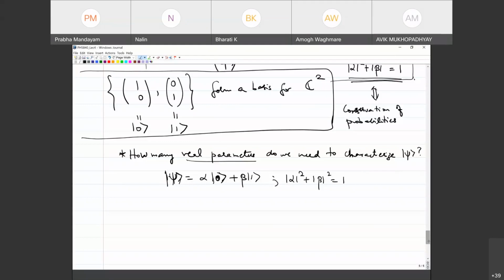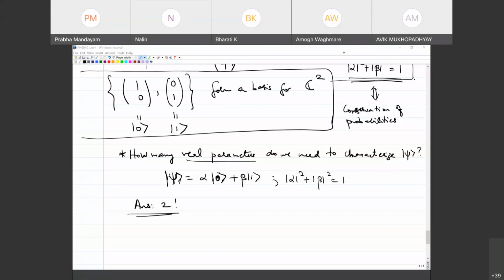So you've already done this in some other course, is it? Why 2? Ma'am, because the overall phase can be factored out, so it won't matter. Correct. And there is one relation between the magnitudes. Indeed. Okay, so maybe I will dwell on this a little bit in the next class, but indeed the answer is 2, right?